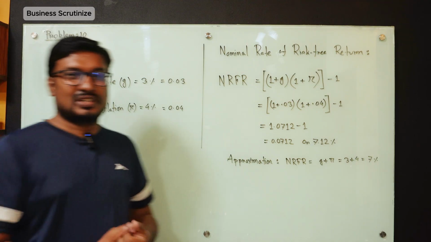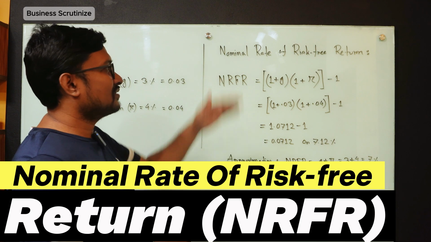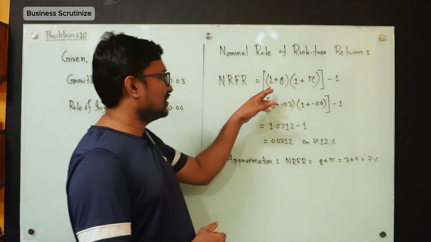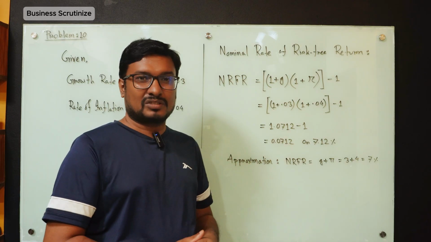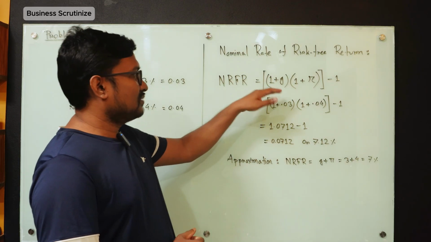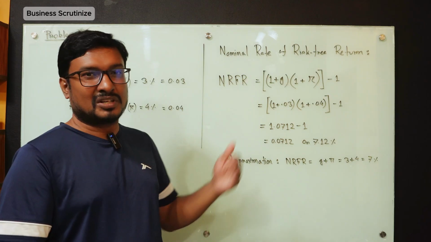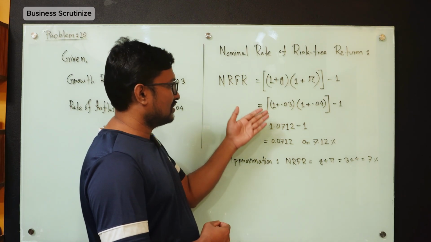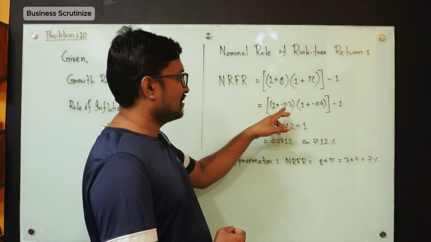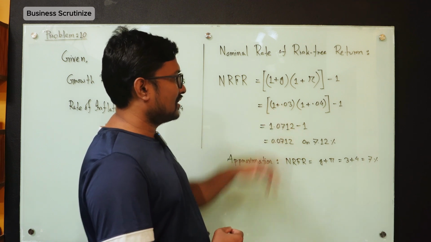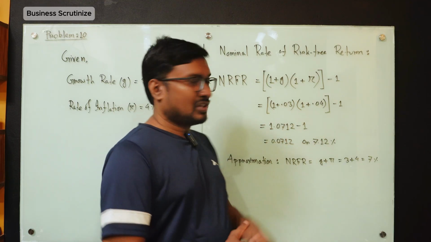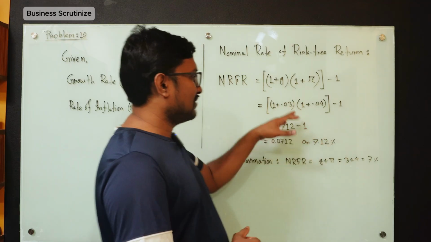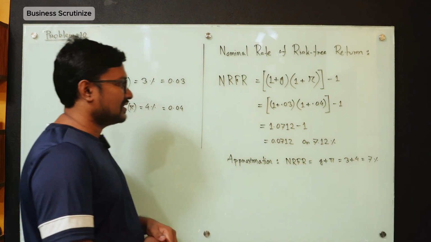We have to find as the requirement the nominal rate of risk-free return, or NRFR, where the formula is (1 plus g) times (1 plus pi) minus 1. This formula we have to follow to find the nominal risk-free rate of return. There you can see we have input into the equation the given data: 1 plus g, I mean 0.03, the growth rate, times 1 plus 0.04, which is the inflation, and we have to subtract 1.